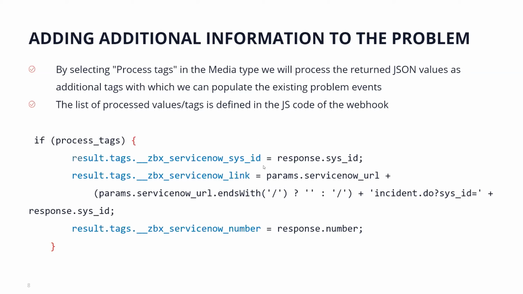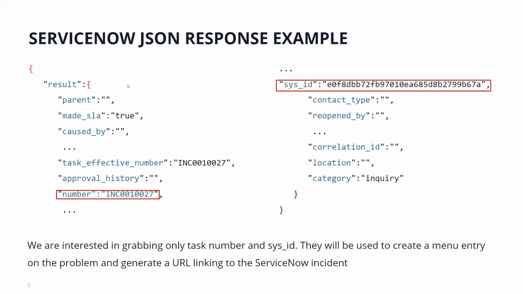ServiceNow link will be a bit more complex. We'll take the ServiceNow URL parameter and then add the system ID from the JSON response. And then we'll have another tag, ServiceNow number, which will simply be response number. They are grabbed from this JSON. This is the webhook response, the response that Zabbix actually receives from ServiceNow once it tries to communicate with it. So here you can see we're processing this system ID. This is one thing that we are processing.